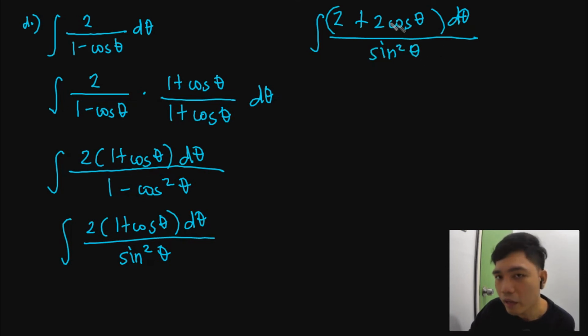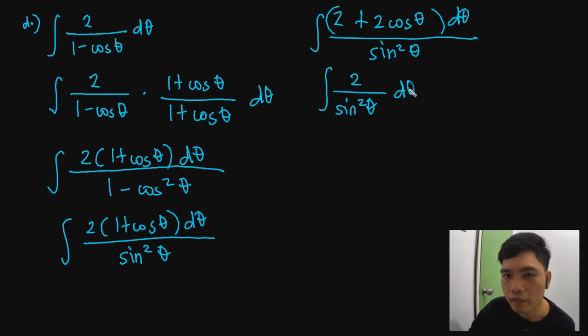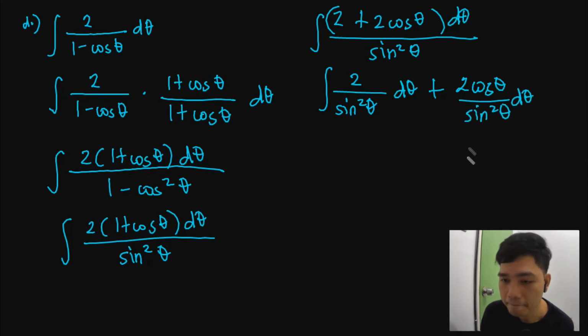And then I can now try to rewrite this na paghihiwalay natin yung ating mga numerator with respect to denominator kasi single ano lang yung ating denominator, single term lang. So we can just rewrite this in terms of 2 over sine squared theta d theta and then plus, so that becomes 2 cosine theta over sine squared theta d theta. Okay? So does it make sense now na itong first term, lagyan natin ito ng integral sign.